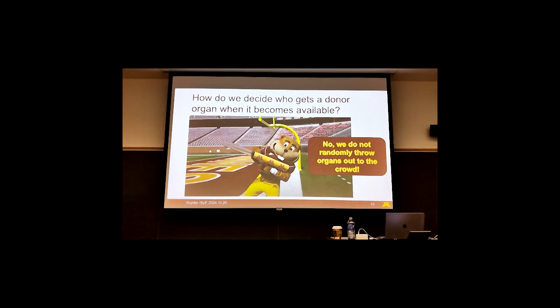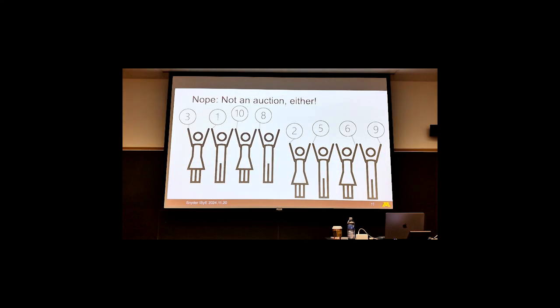We don't randomly draw numbers. You could do that, right? You have everybody in the pool, and you blindly reach into the bag, and you pull out a number, and oh, kidney patient 5006, you're the lucky number, you get this kidney. It doesn't happen that way. We're not randomly tossing them out. We're not auctioning them off. People have proposed this, though.